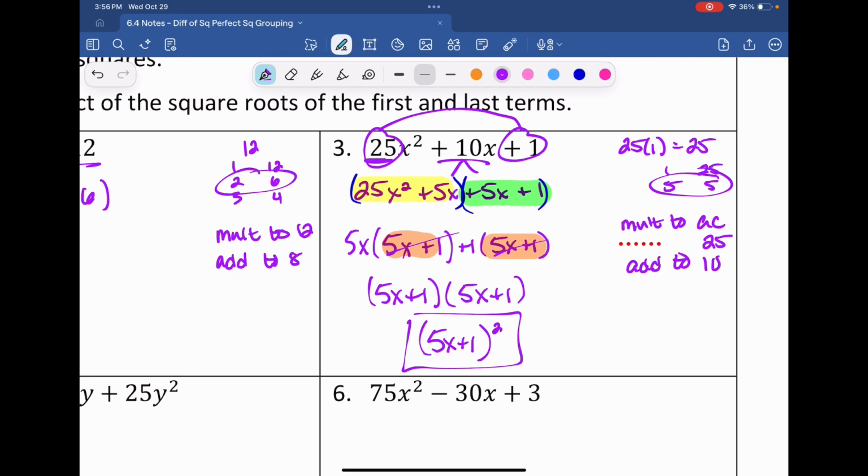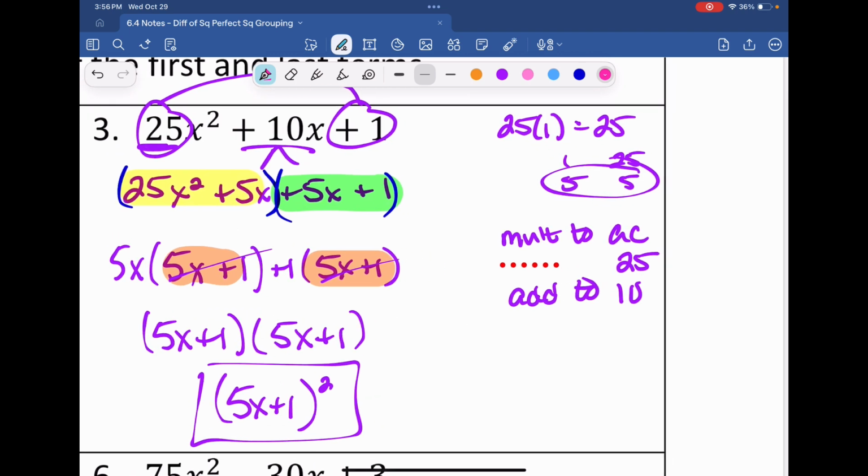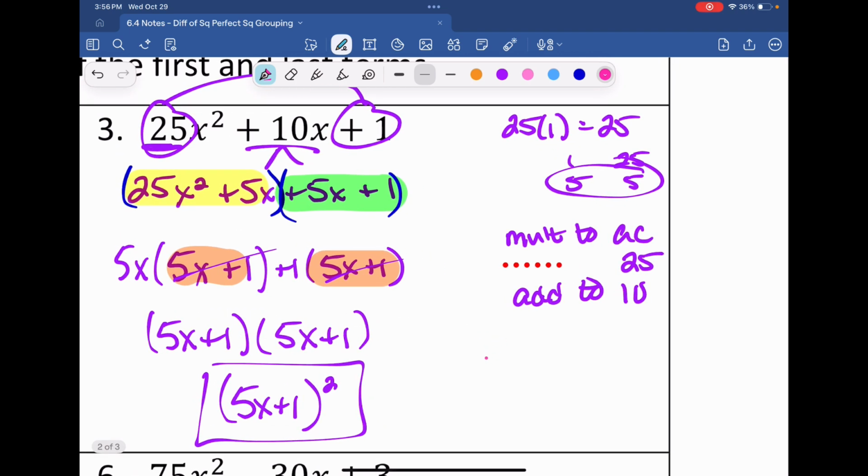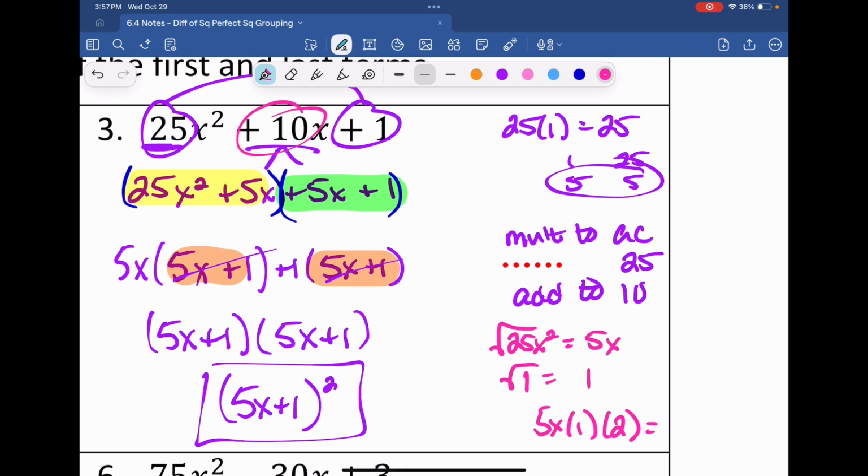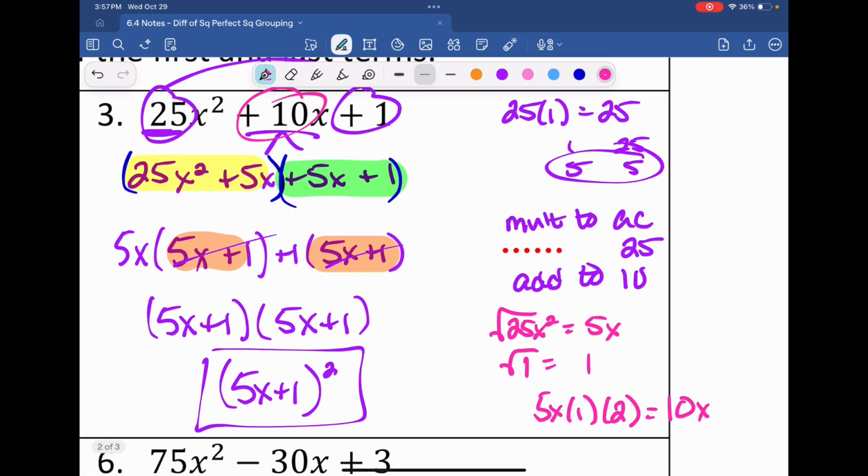Okay, again, the other way you could do this, if I take the square root of 25x squared, then the square root of 1. Okay, if I multiply them together and double it, do I get the middle term? Yes. And since it's an addition sign, 5x plus 1 squared.